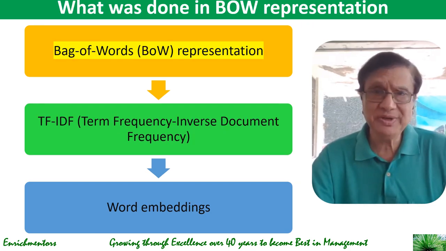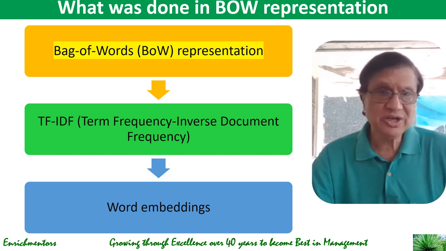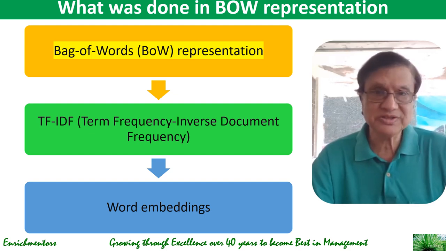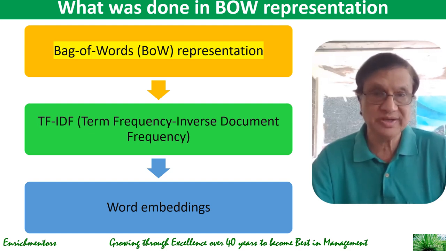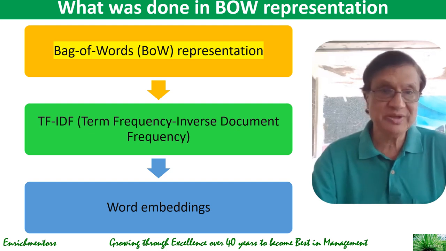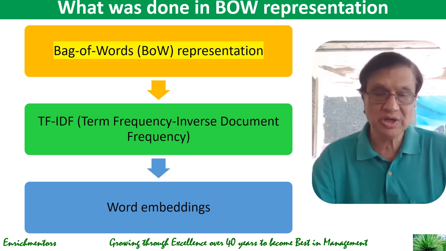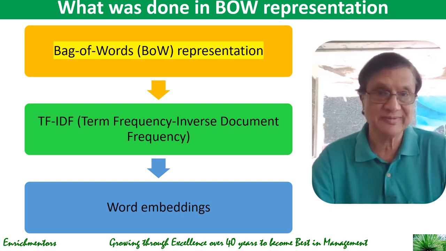So what was done in the BOW representation? In the context of the sentiment analysis project for customer reviews, the bag of words representation was used to convert the pre-processed text data into a numerical feature matrix. Each row of the matrix represented a document, that is a review, and each column represented a unique word in the vocabulary. The values of the matrix represented the frequency of each word in the corresponding document. And this is how the BOW representation worked in more detail. Let's take a look at that.